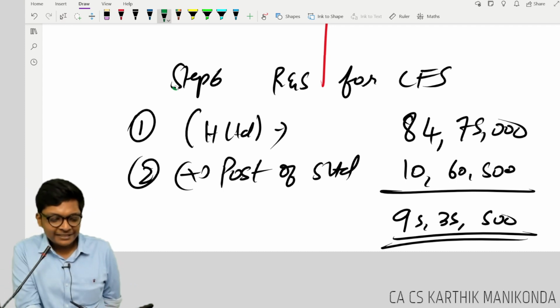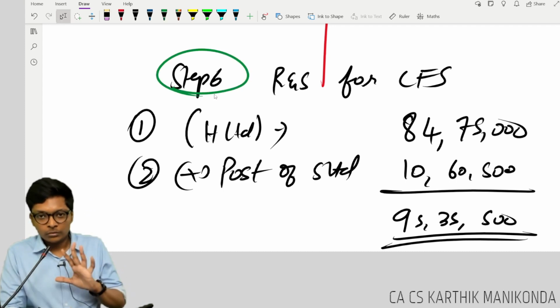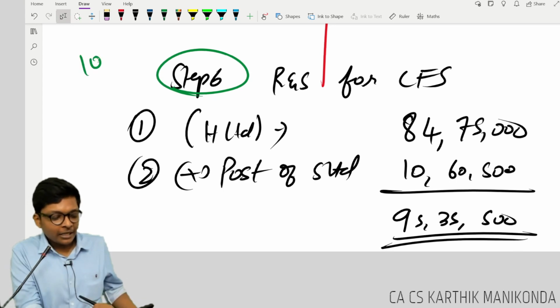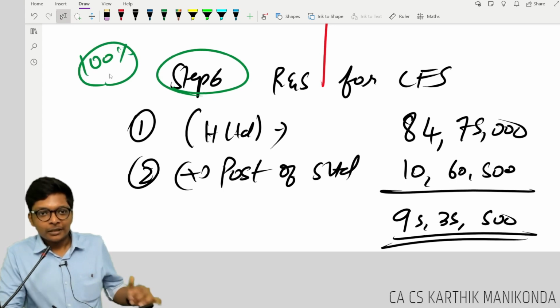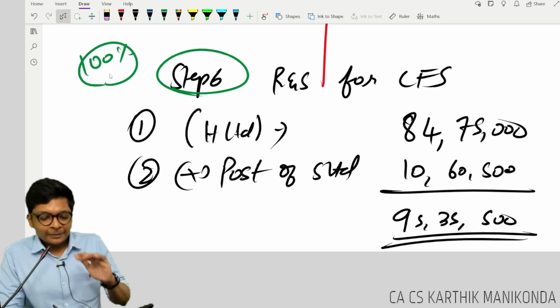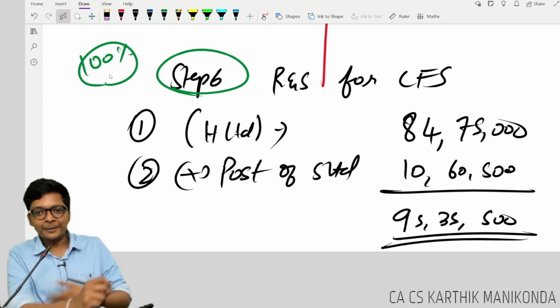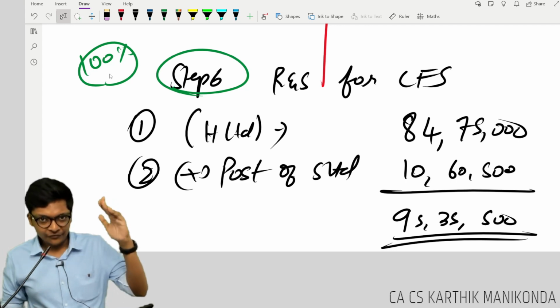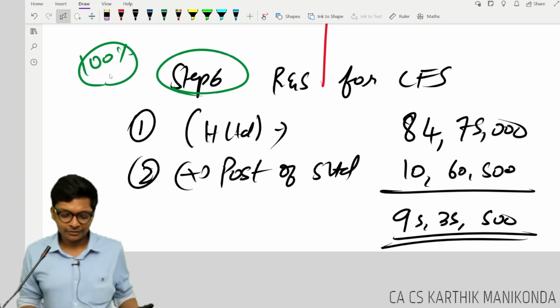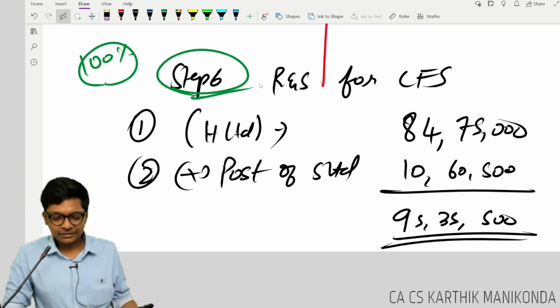Will this always be step 6, sir? No. What if I purchased 100% of subsidiary? Minority will not be there. Then this will become step 5. Careful, guys. Don't think, sir told minority is step 4. Minority is not there. If everything is there, this is the flow. Okay. Step 6, reserves 95 lakh 35,500.